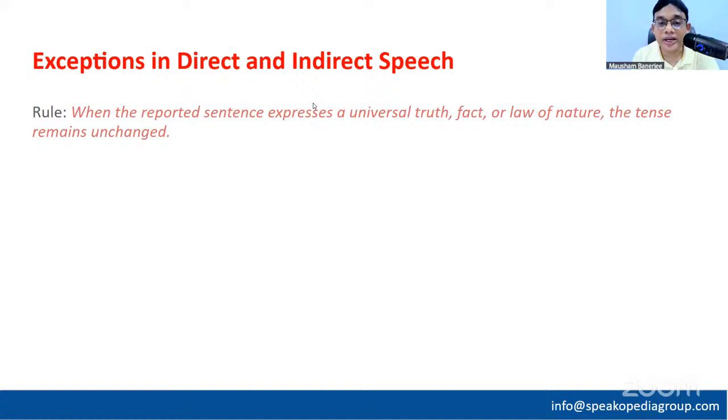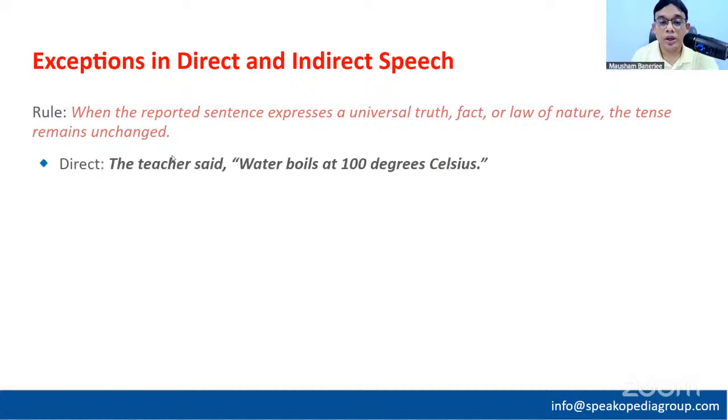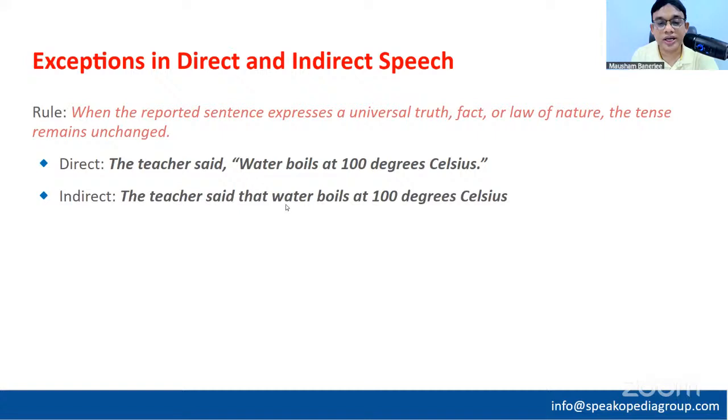In indirect speech, when the reported sentence expresses a universal truth, fact, or law of nature, the tense remains unchanged. Now see this. The teacher said, "Water boils at 100 degrees Celsius." Now this is a universal truth. Try to understand this. Everyone knows this is a universal truth. This is a fact. So when there is a fact, the tense remains unchanged. So we don't make any changes. The teacher said that water boils at 100 degrees Celsius. I'm not making any change. Why? Look at this sentence: water boils at 100 degrees Celsius. This is a universal truth.